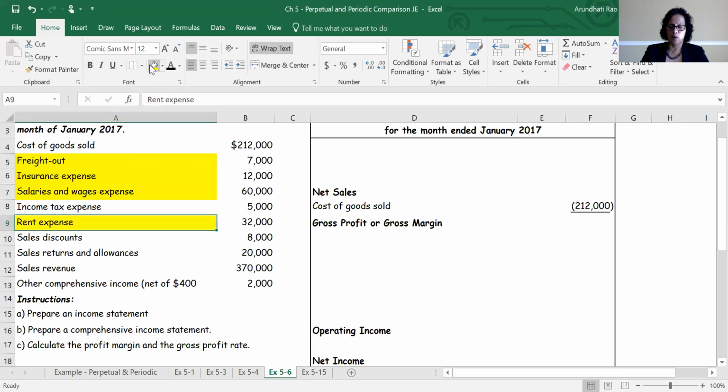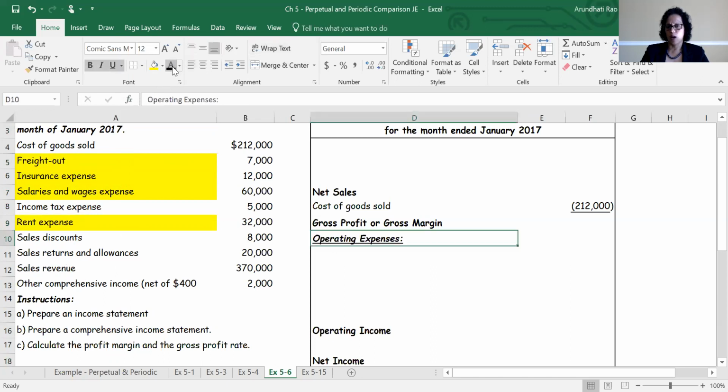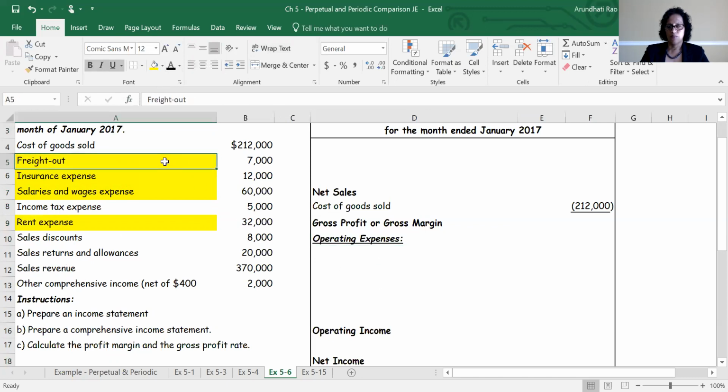Rent expense is an operating expense. So I have 4 expenses identified. And if I quickly glance down over here, all of these are sales items, and then I have other comprehensive income. So it means these 4 items need to be listed as operating expenses. So I'll first write the word operating expenses, and I've put this in italics, underline, and I put a colon over here indicating that this is a grouping of items. I have freight out, $7,000, insurance expense, $12,000, salaries and wages expense, $60,000, and rent expense is $32,000.